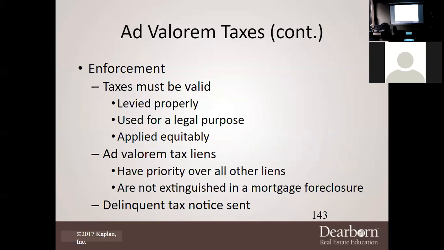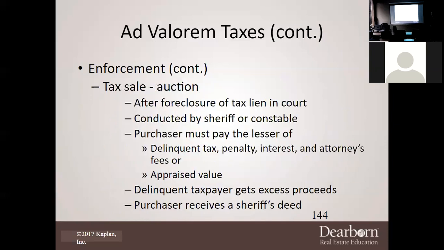Now, ad valorem tax liens, again, like we talked about earlier, take priority over all other liens. Now, they are not extinguished in a mortgage foreclosure, though. Okay? And of course, if you don't pay, then a delinquent tax notice will be sent. If you do not fulfill that and get it paid, then there will be a tax sale, which is basically an auction. It is after the foreclosure of the tax lien in court, and it's conducted by a sheriff or constable.